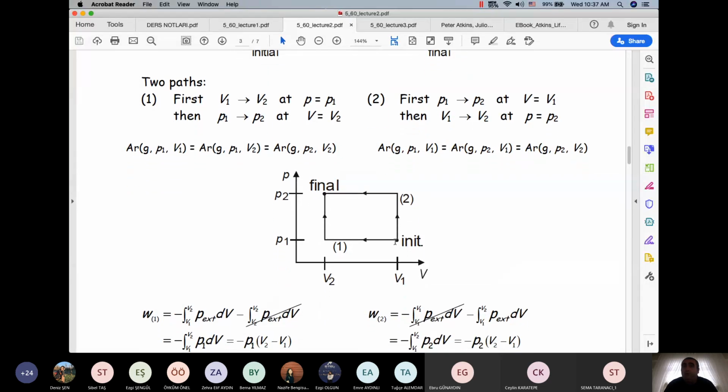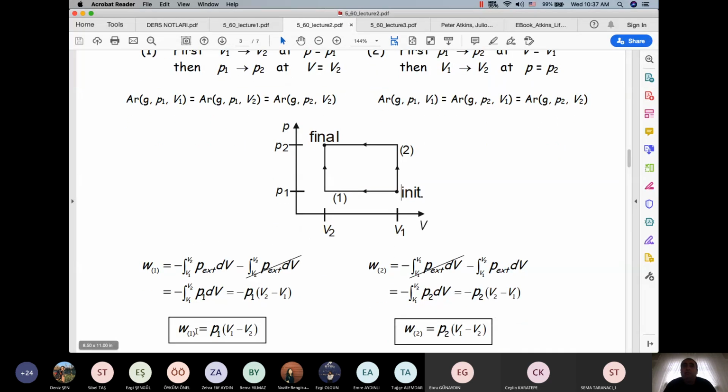So let's talk about the work for now, and not go into the energy. The work done in the first path is given by this formula. As you see, integrating from V1 to V2, external pressure times dV, and dV is V2 minus V1. The work 1 is always going to yield P1 times V1 minus V2.